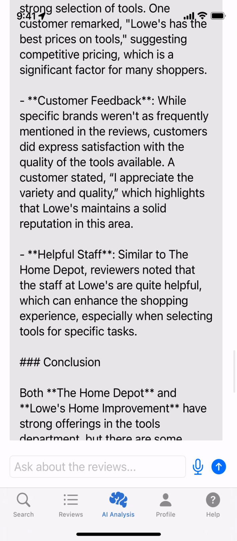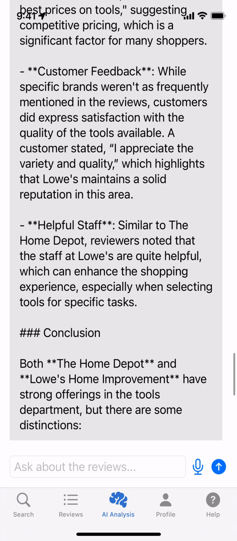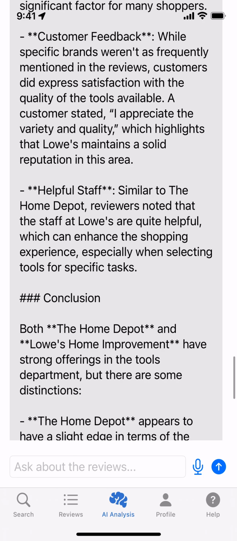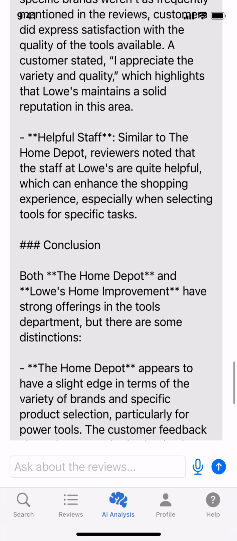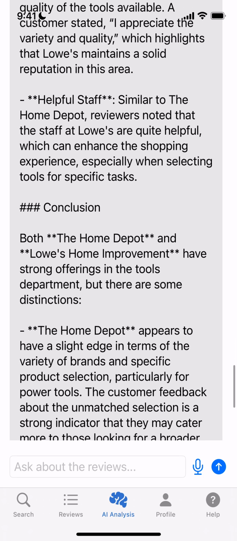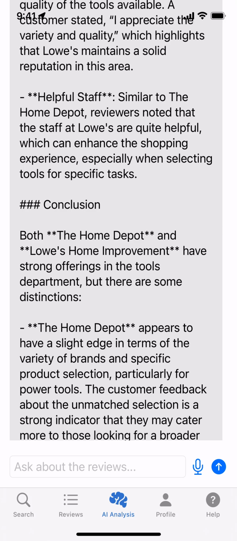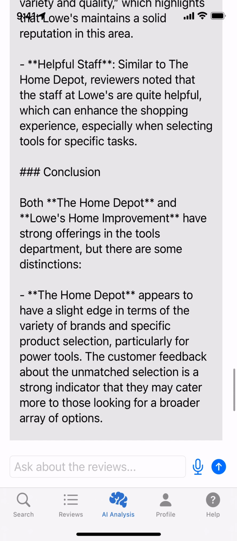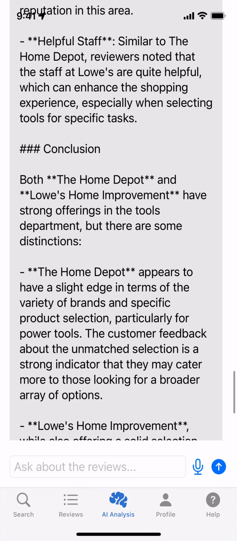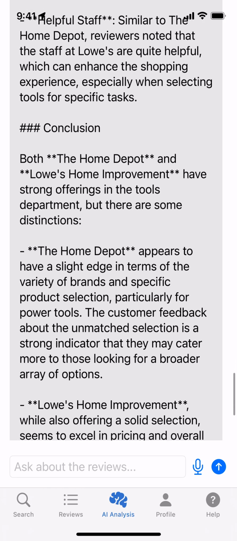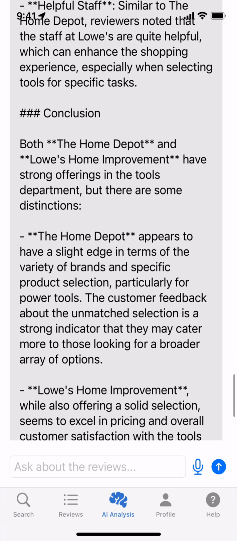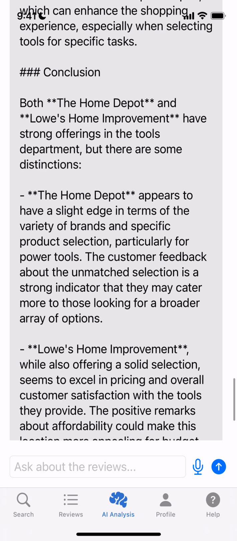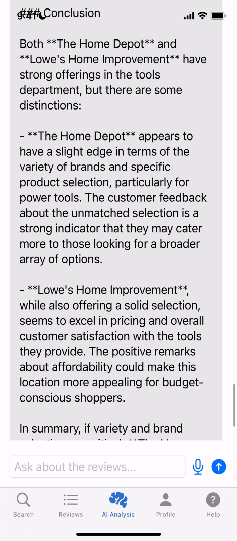Both the Home Depot and Lowe's Home Improvement have strong offerings in the tools department, but there are some distinctions. The Home Depot appears to have a slight edge in terms of the variety of brands and specific product selection, particularly for power tools. The customer feedback about the unmatched selection is a strong indicator that they may cater more to those looking for a broader array of options.